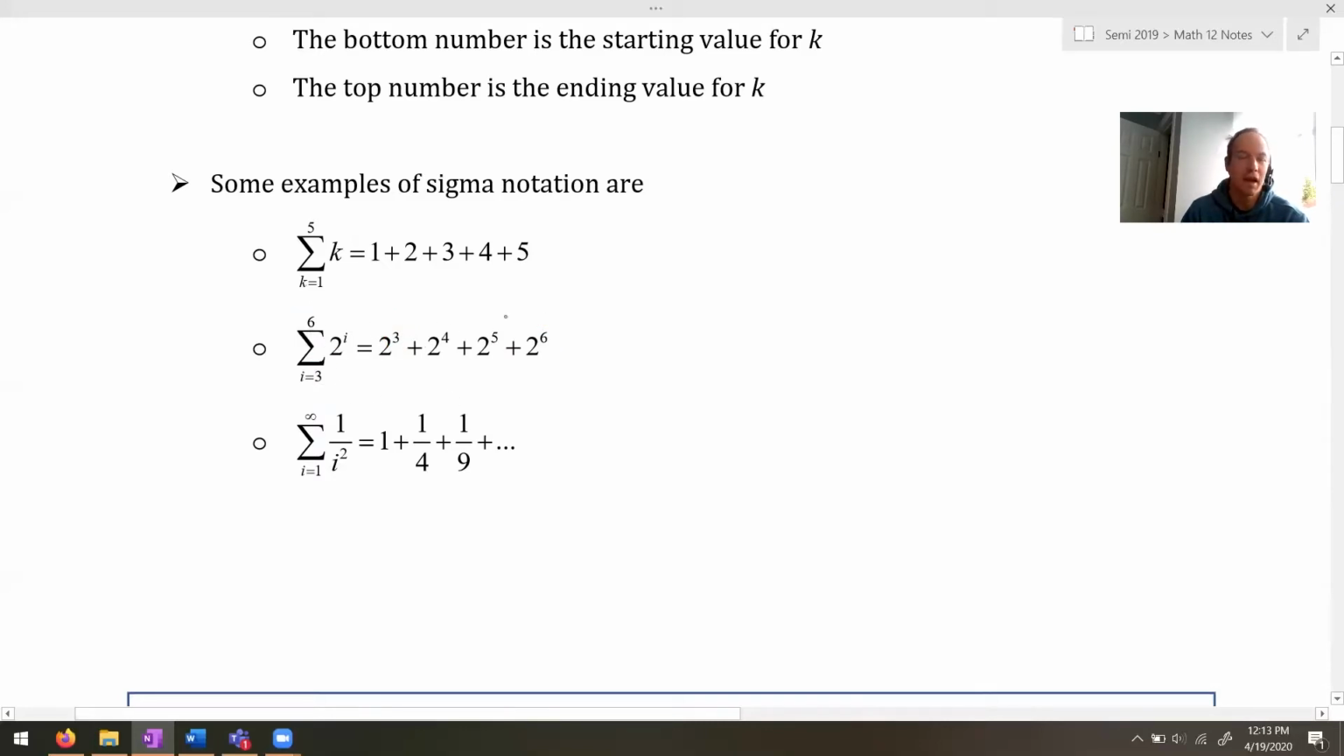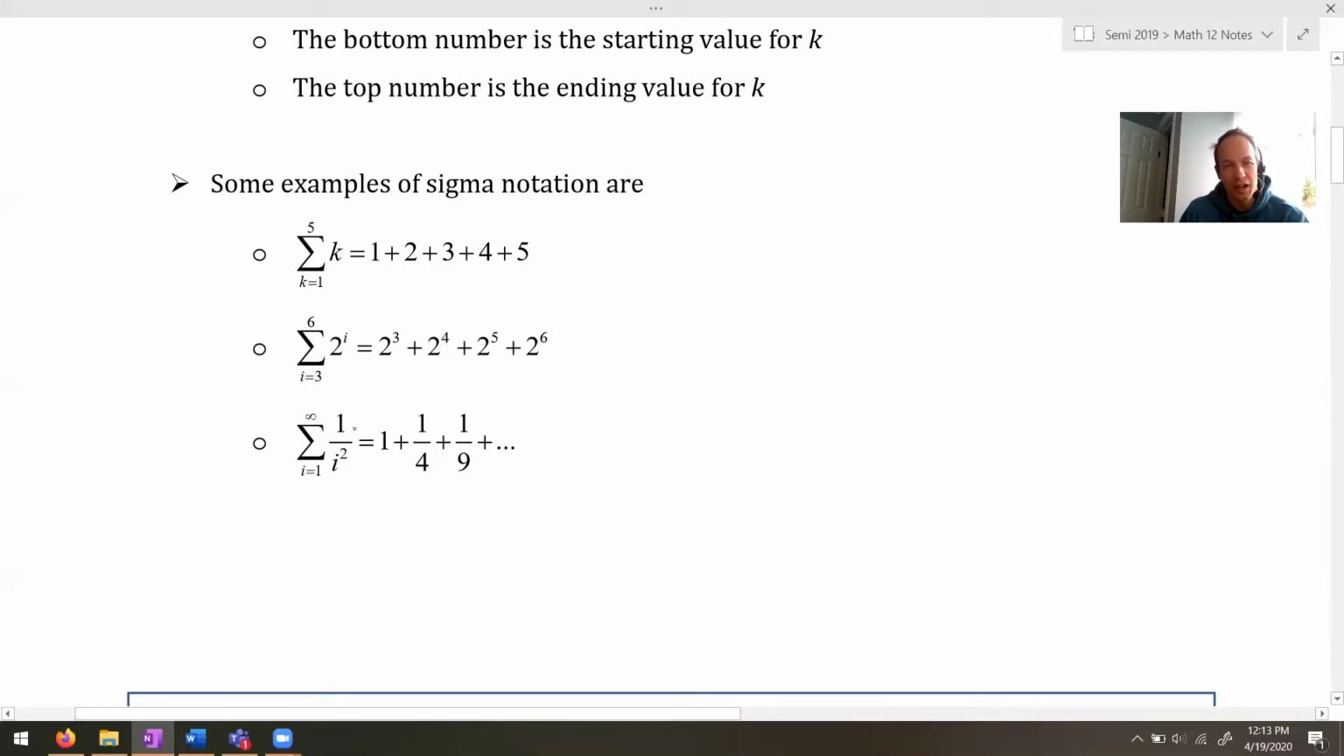We can make it any mathematical operation as well. Here I just had a number. Here I had 2 to the power of a number. Here I've got 1 divided by the number squared. So in this last third example, i is equal to 1, and this goes all the way up to infinity, which means we'll just keep going.